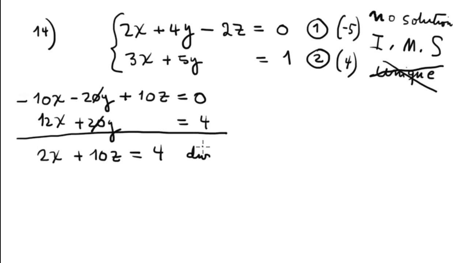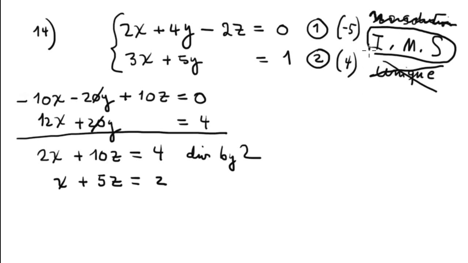If you divide this equation by 2, because I want to simplify a little bit, this is x plus 5z is equal to 2. Okay. Entonces, in this case es obvio that we cannot get the contradiction, no contradiction. Entonces, no solution is discarded. Entonces, we have infinitely many solutions. When you have infinitely many solutions, we need to define a free variable. Entonces, I suppose that z is the free variable.